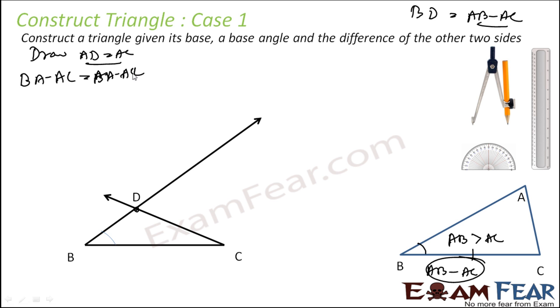And BA minus AD is what? If A is here, BA minus AD will be what? BD for any point A here. And that is given, right? BD, that's what we have taken. So let's try to do that.